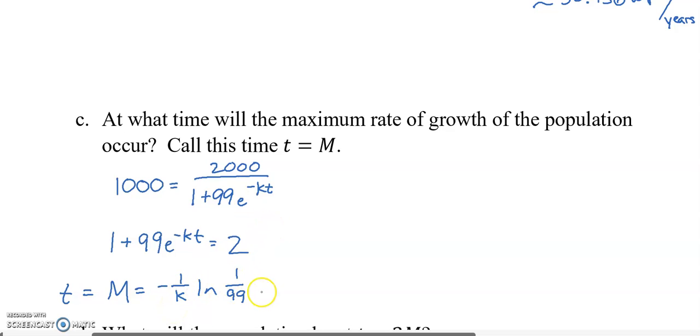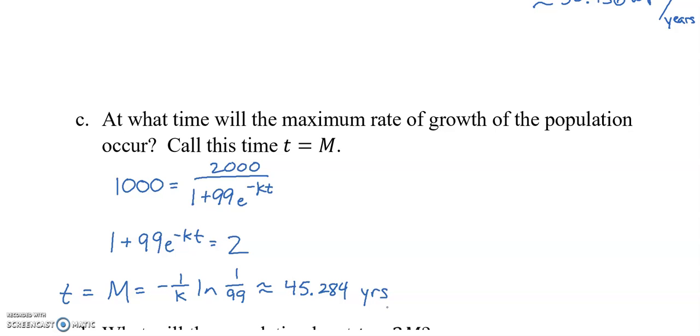And since we have k stored in our calculator still, we can just type that into our calculator and get 45.284 years. That is the time when the population growth is at that 50 wapiti per year.